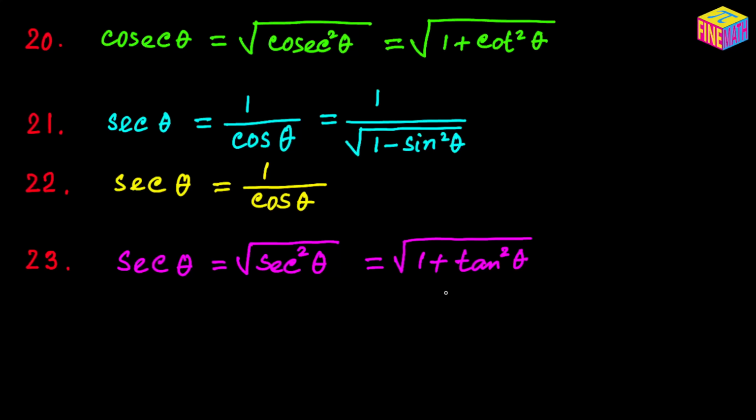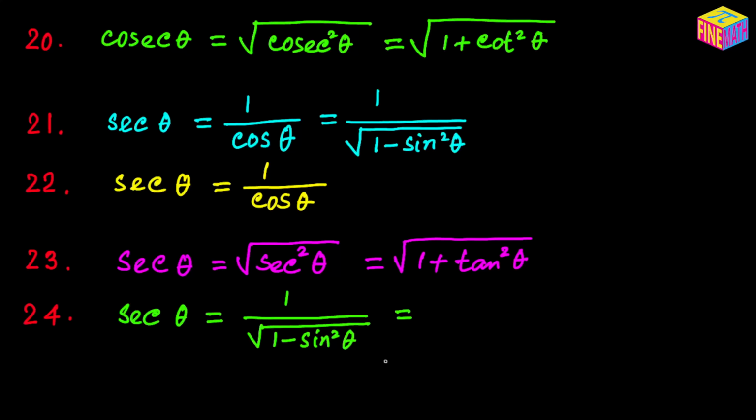Now let's try to express secant of theta in terms of cosecant of theta. In point number 21, we just saw that secant theta is equal to 1 over square root of 1 minus sine square theta. So let's write that down here. And wherever we have sine square theta, I'm going to write it as 1 over cosecant square theta.